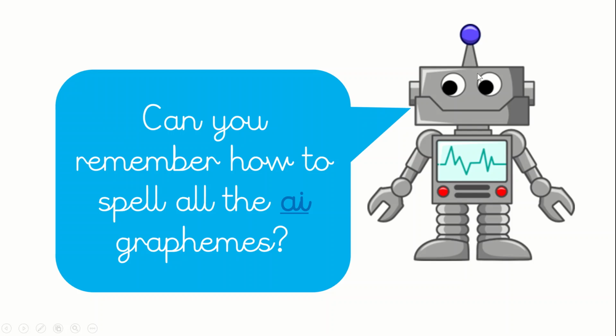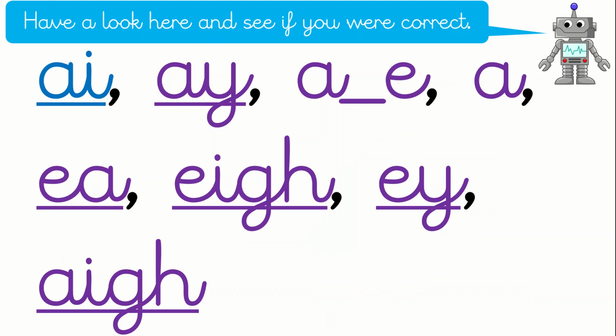Can you remember how to spell all the A graphemes? Okay, everyone pause the video now. Have a go at writing the A graphemes. Remember there are 8 of them. Okay, you should have written those. Pause it again if you need more time. Let's have a look. Did you remember A and an I? A and a Y? Split digraph A by itself, E and an A, E-I-G-H, E and a Y, and A-I-G-H. Well done if you did.